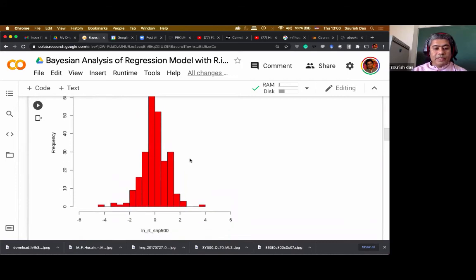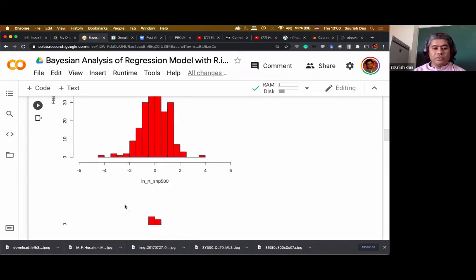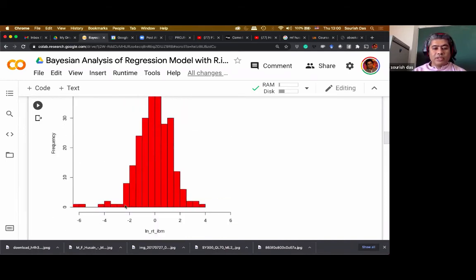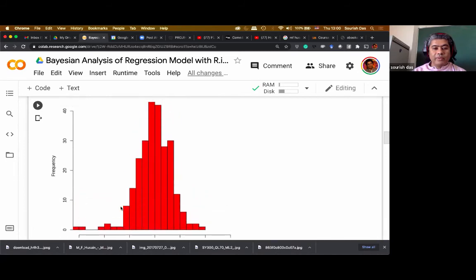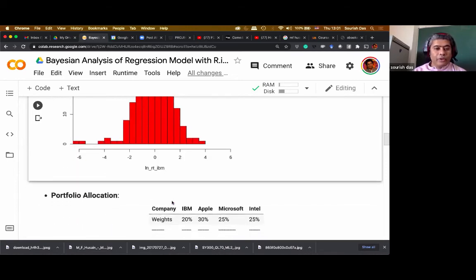Now, this is the log return of S&P 500. It is bell-shaped, but can it be normal? I don't know. We have to check it out. Okay. Similarly, this is the log return of IBM. Looks like bell-shaped, but whether it's Gaussian or not, we don't know. So we have to cross-verify that.